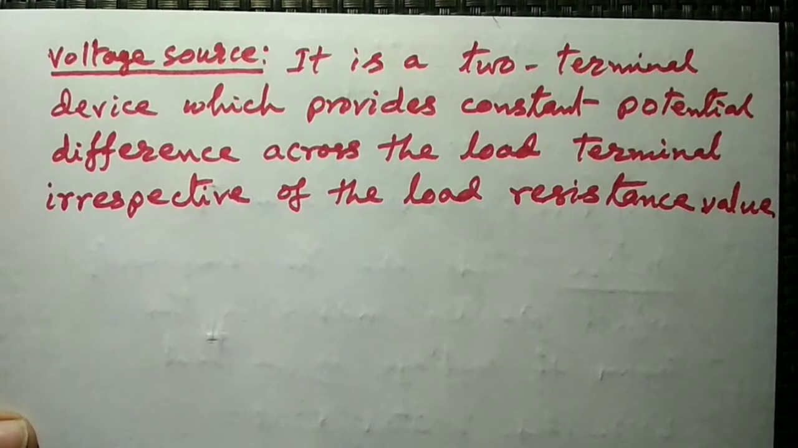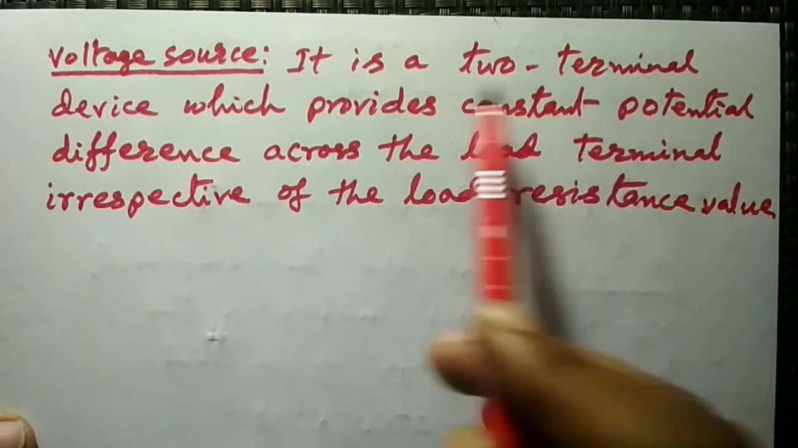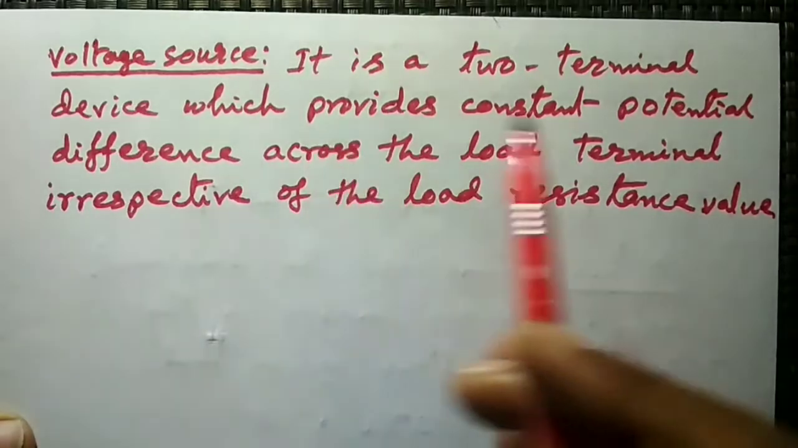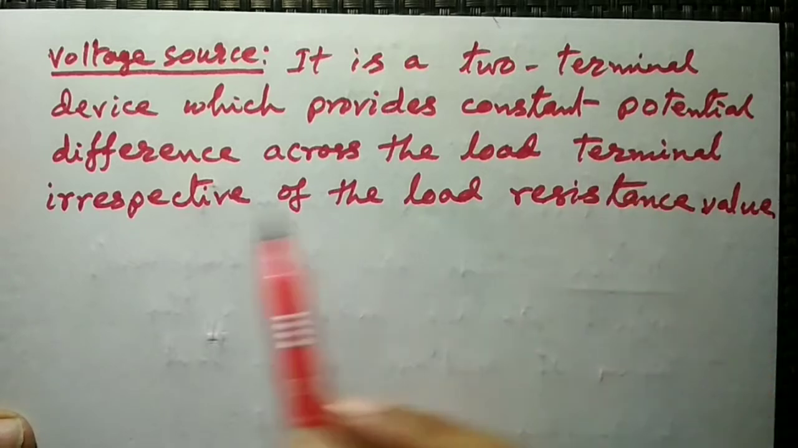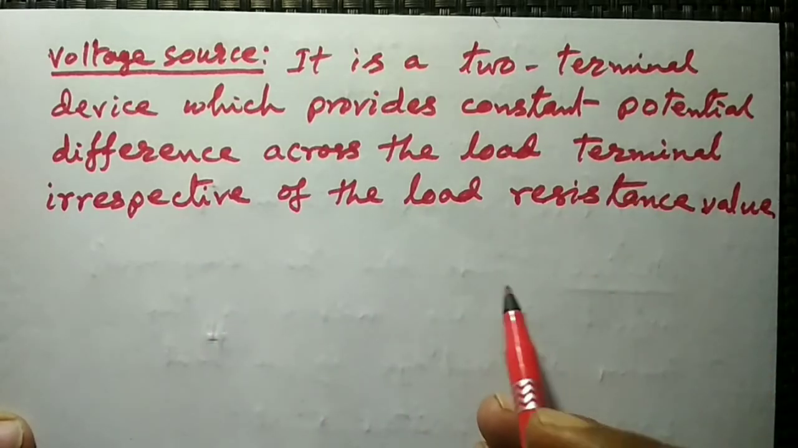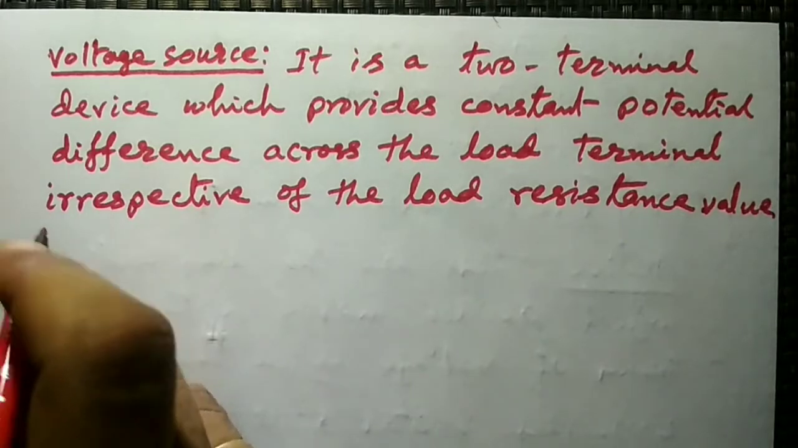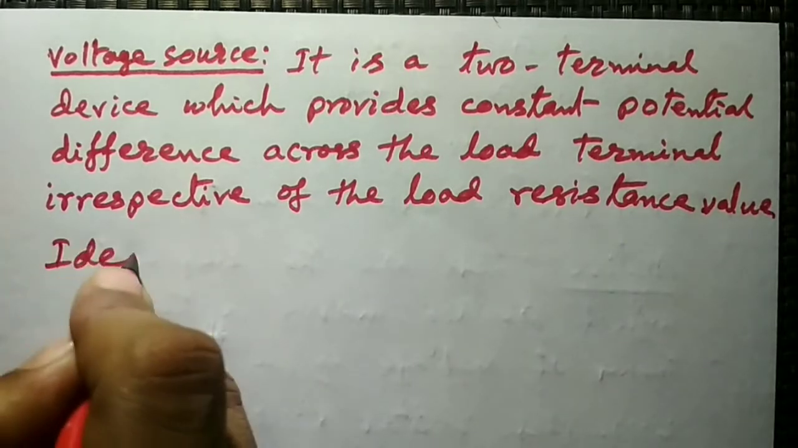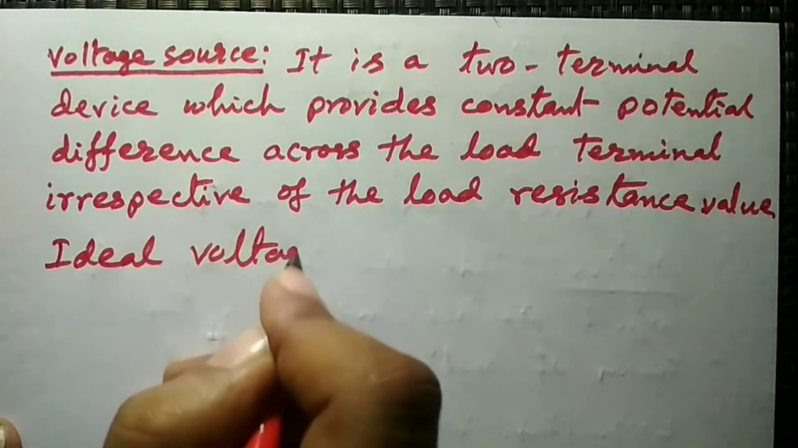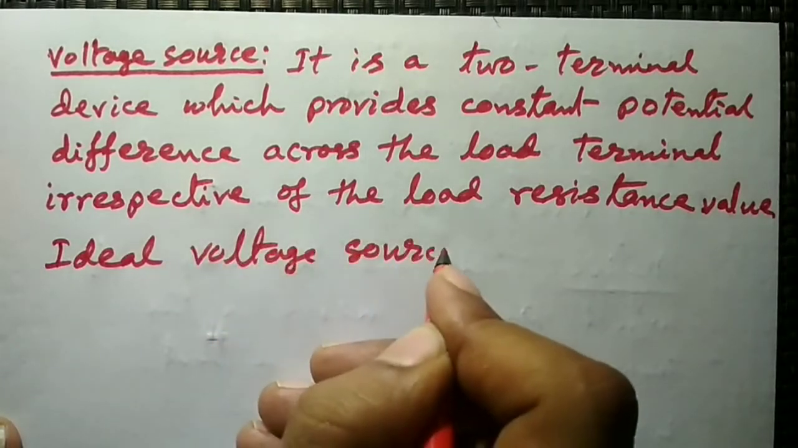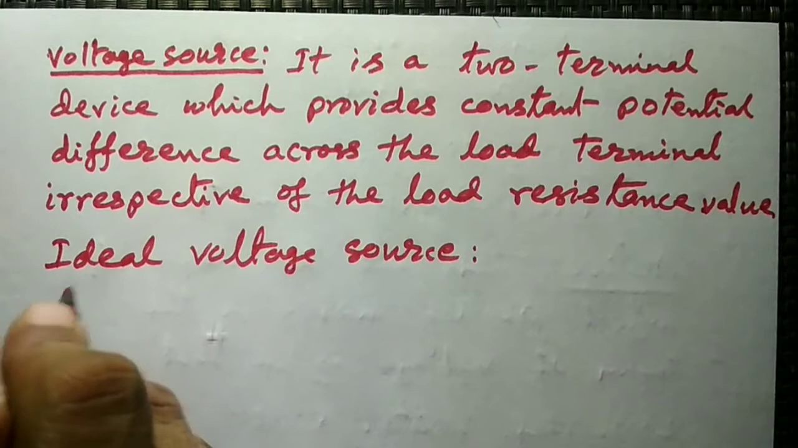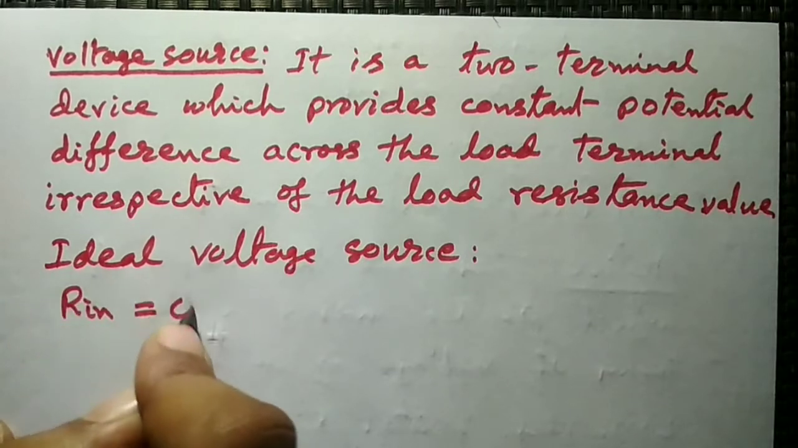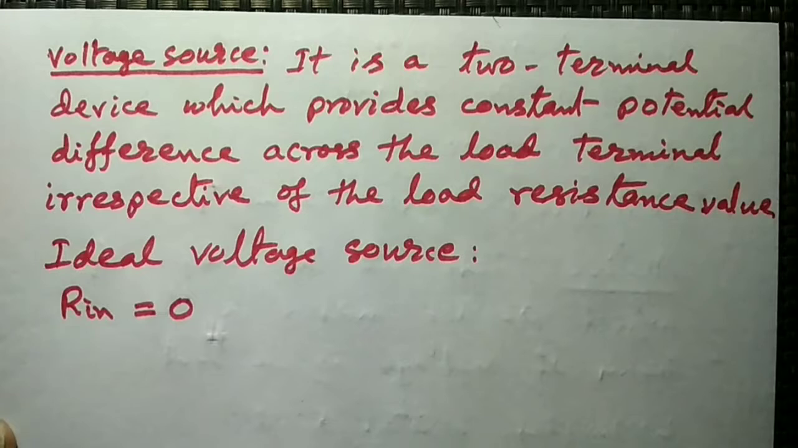Now the voltage source. It is basically a two-terminal device which provides a constant potential difference across the load terminal, irrespective of the load resistance value. Now this type of voltage source is called an ideal voltage source. In the case of an ideal voltage source, the internal resistance is considered to be equal to 0. But practically the ideal voltage source cannot be obtained.